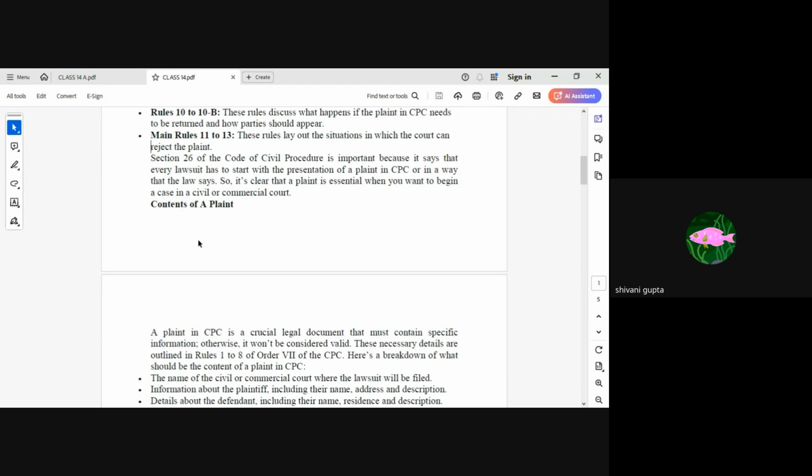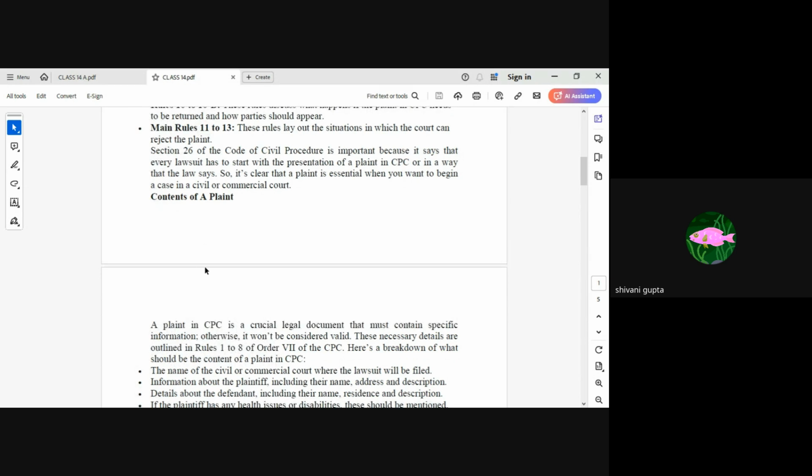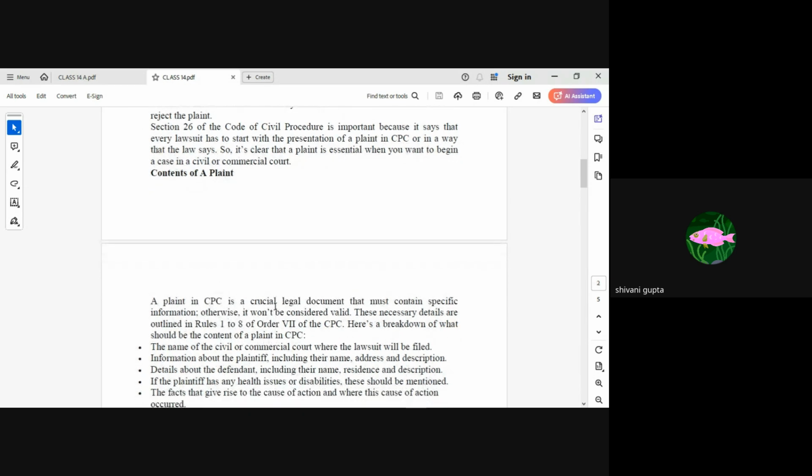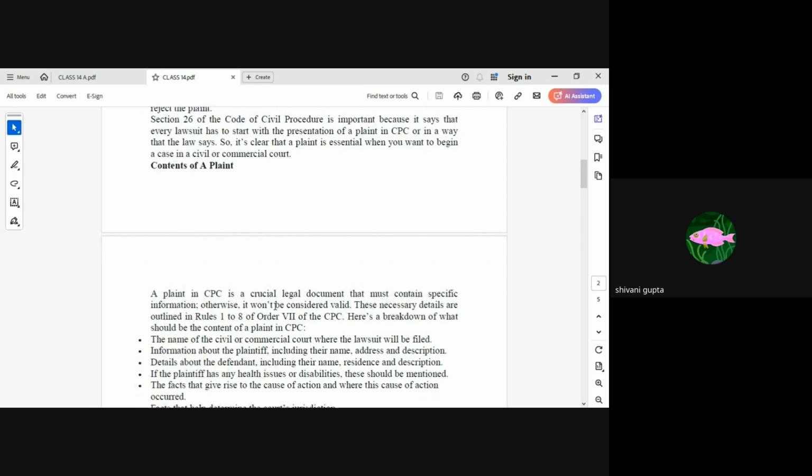Now comes a very important aspect when we discuss drafting: the content of the plaint. One who is drafting the plaint is preparing a legal document. So the specific information must be there, and the information must be valid. Information must be specific, otherwise it won't be considered.